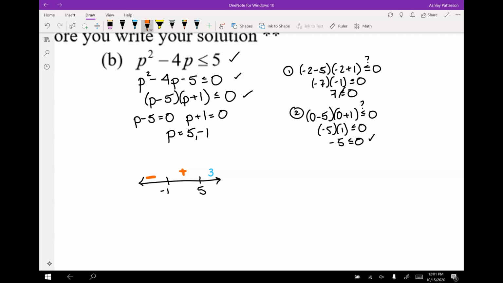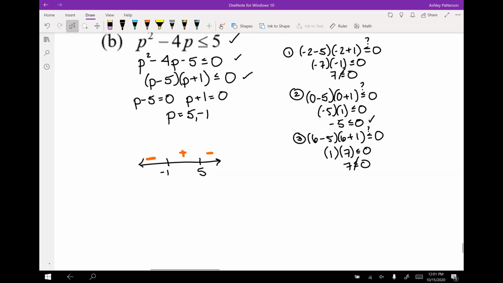We're testing the regions. So let's test for region 3. I'm going to take a number greater than 5, let's say 6, and substitute it in. 6 minus 5 times 6 plus 1. Is this going to generate a negative number so that we get a value less than or equal to 0? Sadly, no, it doesn't. So we can say that solutions do not lie greater than 5.